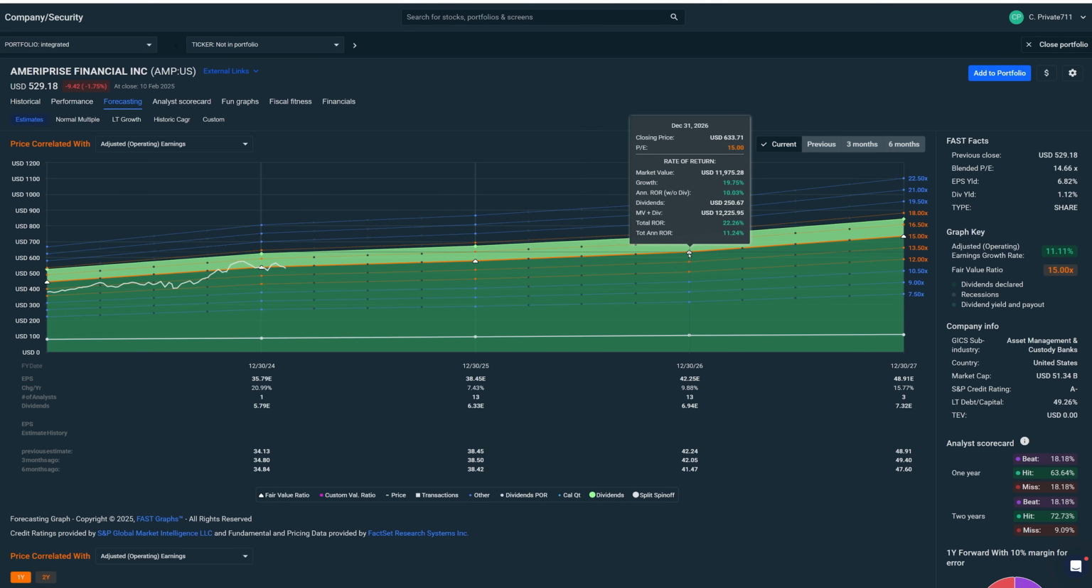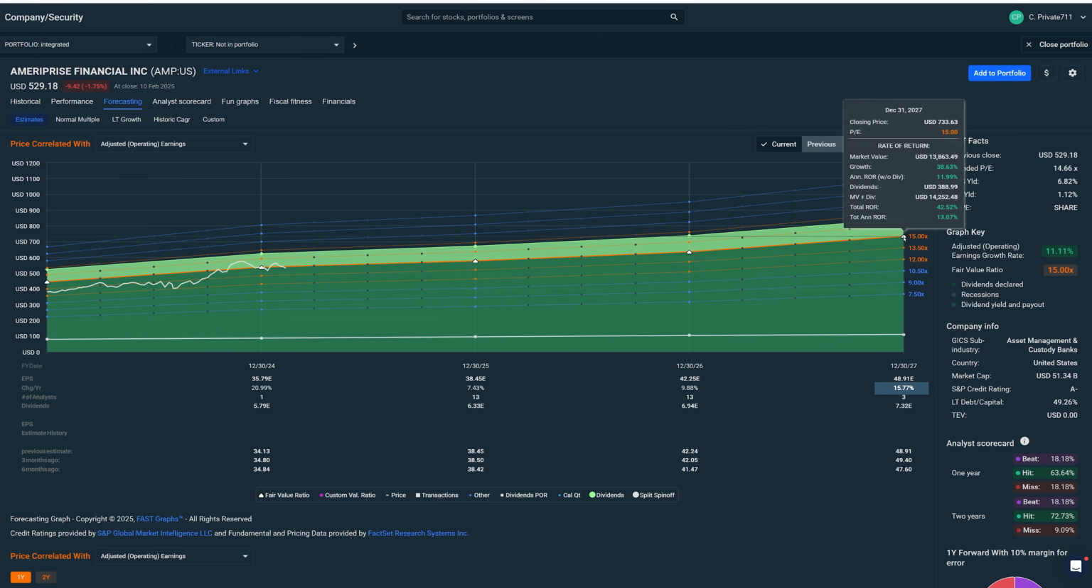I could make 11% a year through 2026. And what if it grew by 17%, 16.7% in 27? I could make 13% annualized over the next 3 years, turning 10,000 into 14,000.